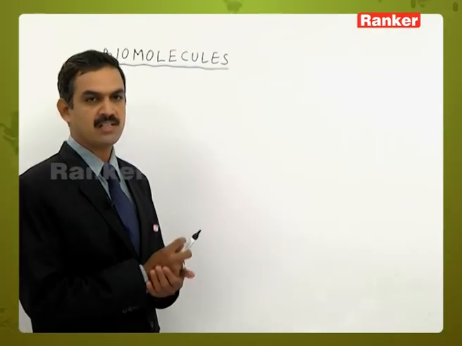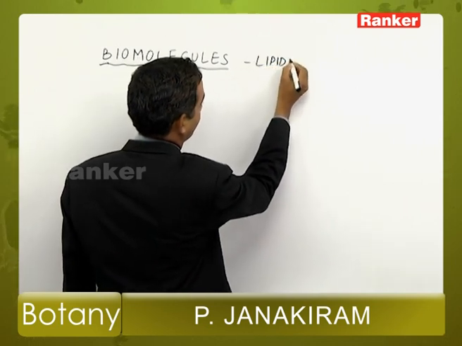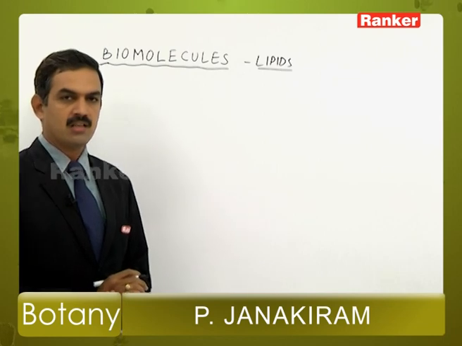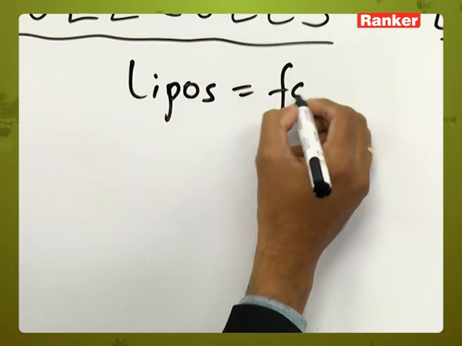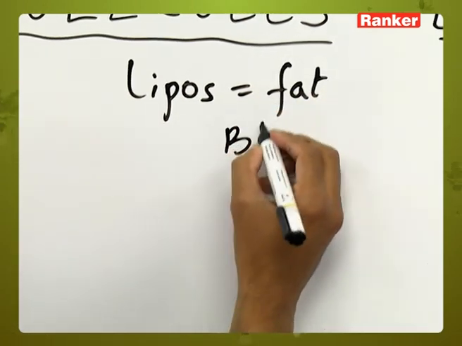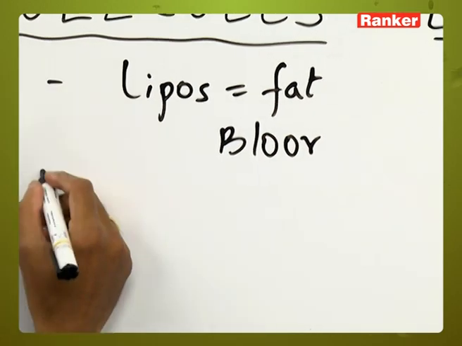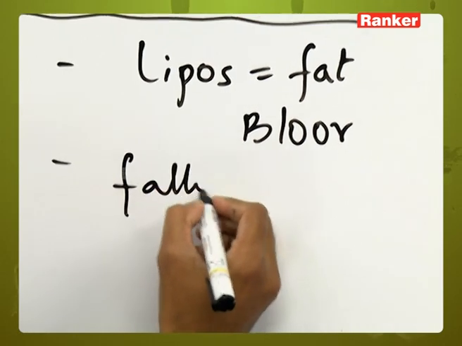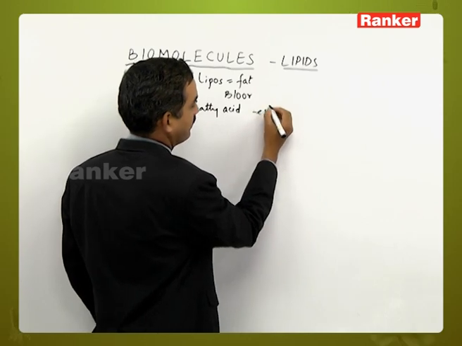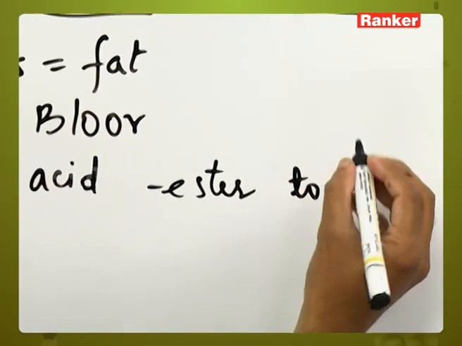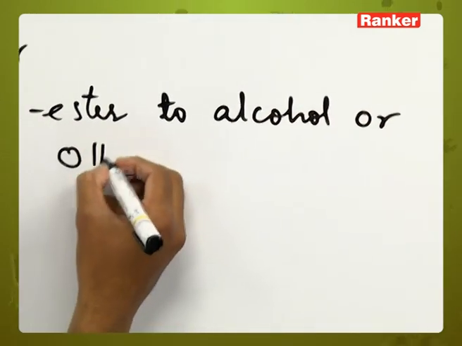In the biomolecules, the next group of biomolecules are lipids. The term lipids was derived from the Greek language, in which lipos means fat. This name was given by the scientist Bloor. Here these biomolecules are the fatty acids which have got esterified to alcohol or some other substances.